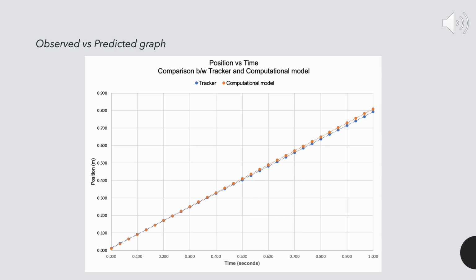Initially, both the graphs overlap, suggesting the computational model is a good estimate of the trolley's motion in real time. However, if we observe closely, the tracker line deviates slightly from the model. The deviation is larger at greater time intervals. The decrease in the slope of the blue line indicates a decrease in the speed and velocity of the trolley. This is due to the trolley experiencing a frictional force which acts in the opposite direction to the object's travel.